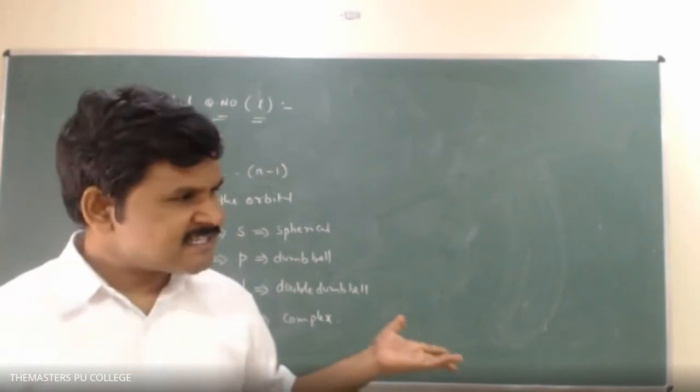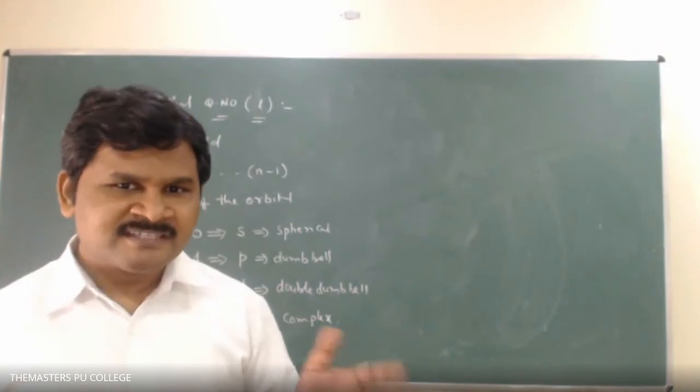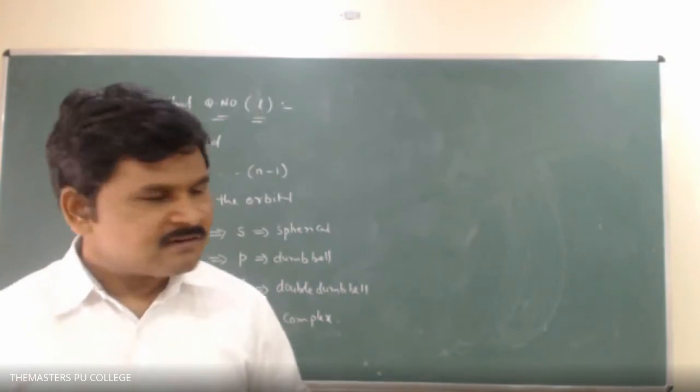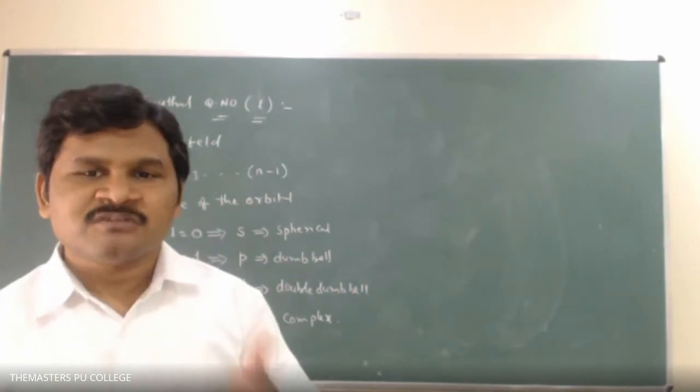For shells we are using the n value. For subshells we have to use a different value. If you take the same as the n value, you may get confusion. So that's why n values and l values should be different.